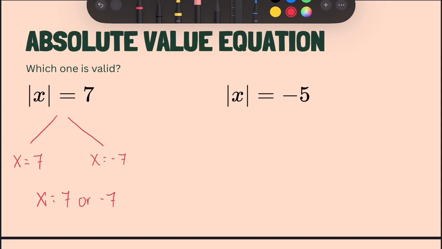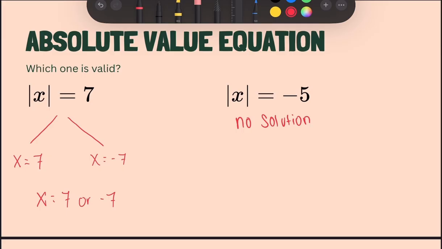Here on the right, we see that the absolute value of x is equal to -5. But is there ever an absolute value that will give us a negative number? Well, let's see. Let's use our solution. x has to equal 5, and x has to equal -5. Now let's plug it back in. Will the absolute value of 5 equal -5? Definitely not, because the absolute value of 5 is 5. Therefore, there is no possible number whose absolute value will give us -5. So this will be no solution.